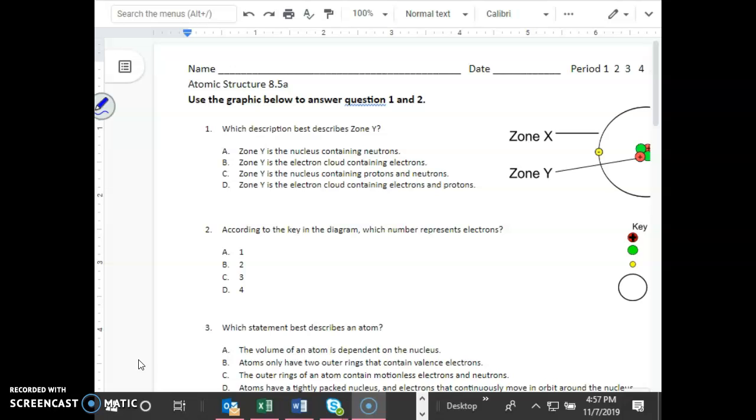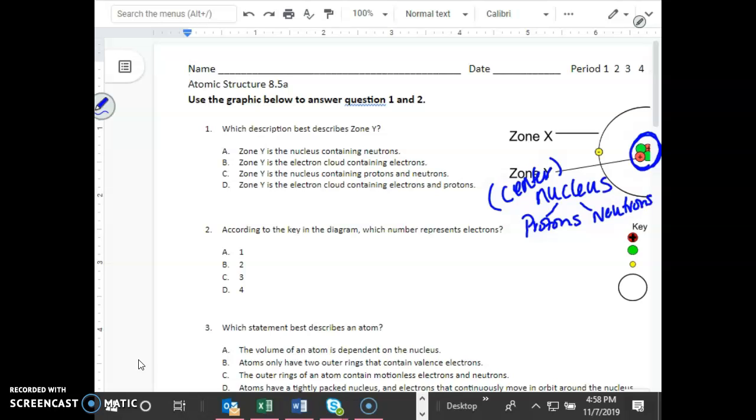Number 1, which description best describes zone Y? Over here in our picture, zone Y is this general area. I know on yours they were not in color, but it's pointing to this general area. Well, we know this is the center, which is called the nucleus, or the center of the atom. And inside the nucleus, we have two things. We have protons, and we have neutrons.